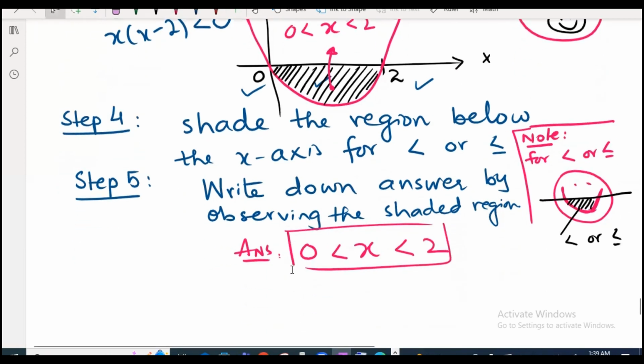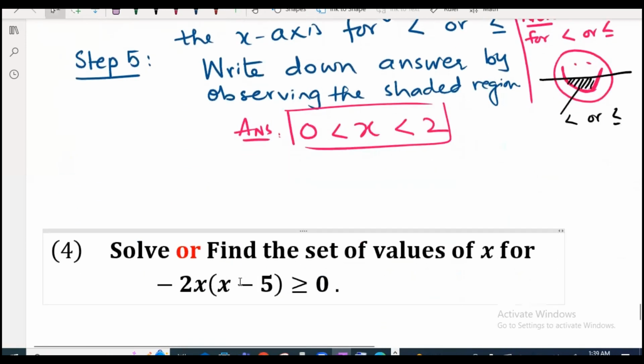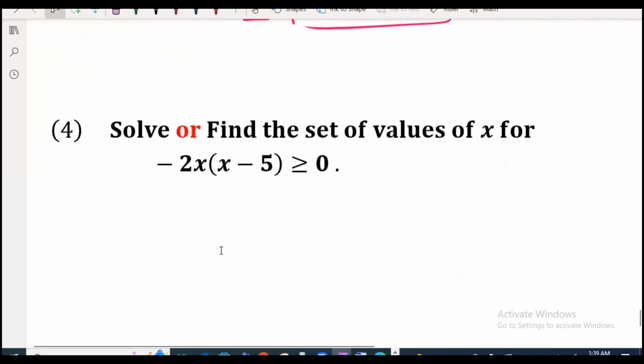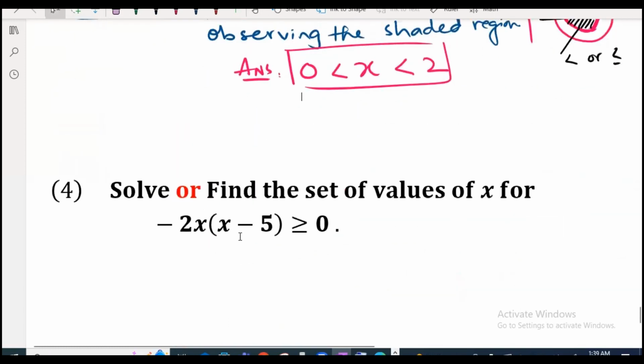I'll move on to the last example, which is example number 4 here. The example number 4 is solve or find the set of values of x for minus 2x times x minus 5 greater than or equal to 0. So 1 minute, please.